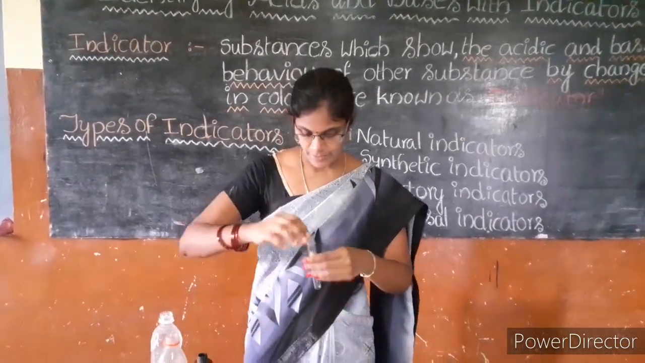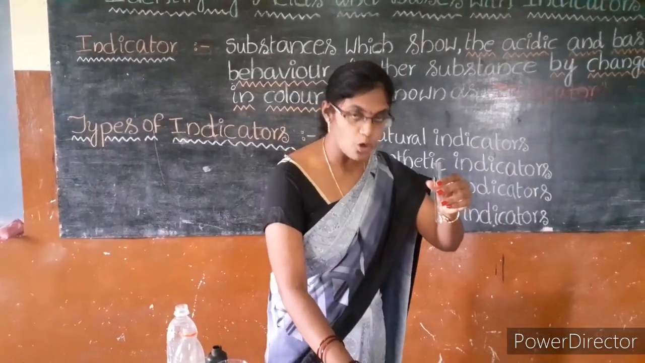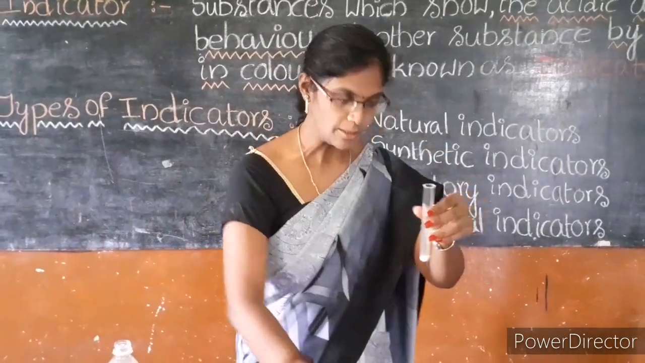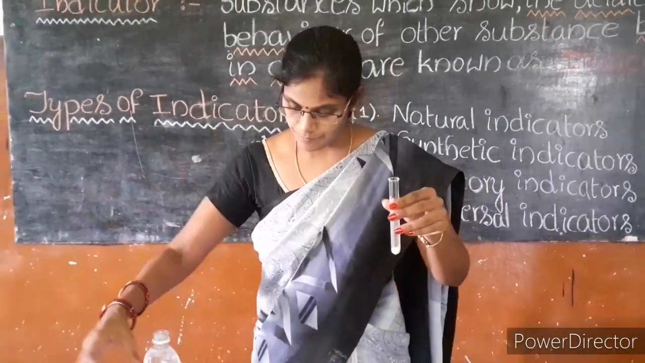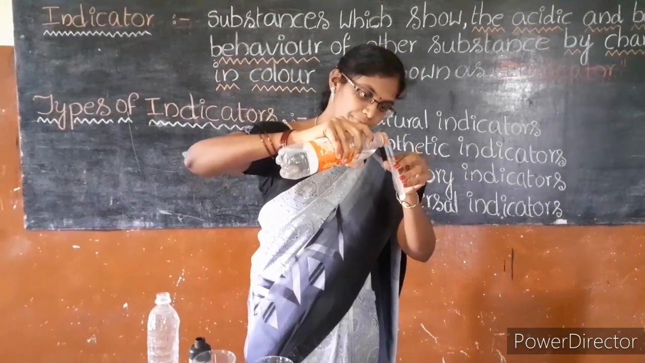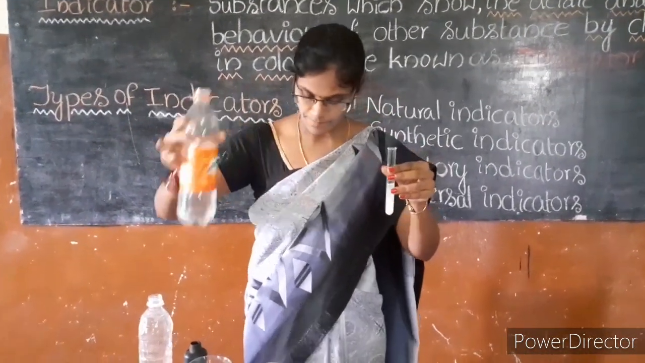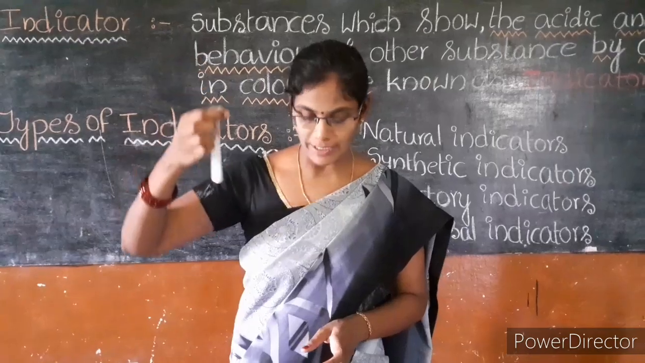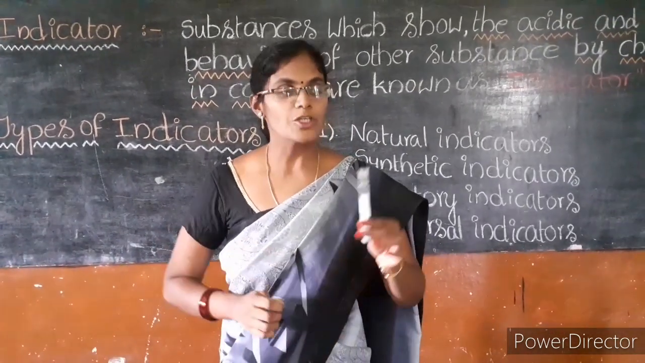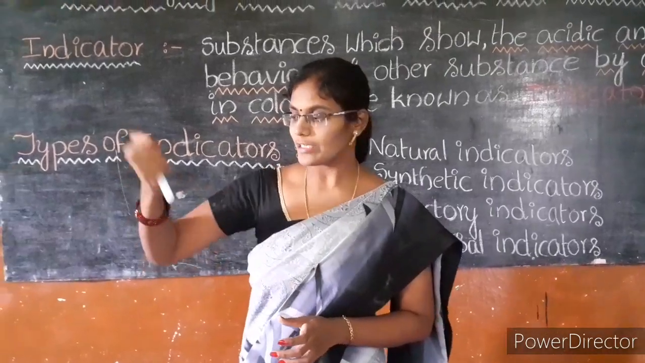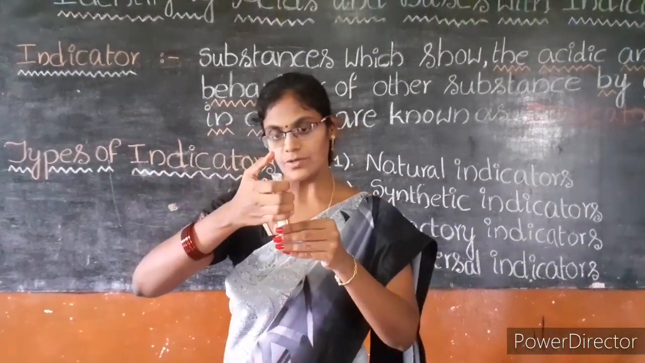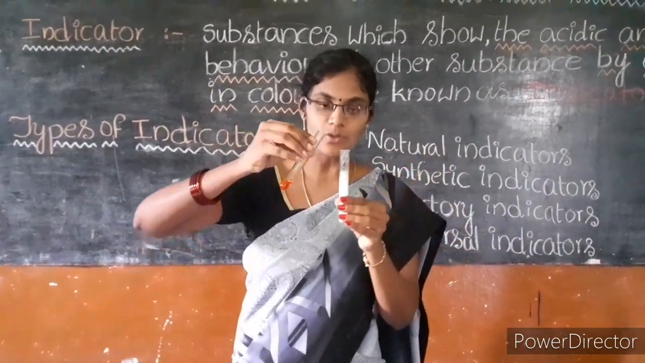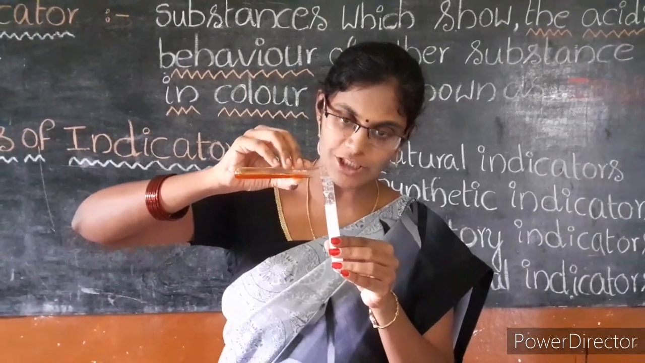Next, take one more test tube and add a small quantity of washing soda and dilute the washing soda. Why do I consider washing soda here? Here washing soda acts as a base. So for testing bases, I am taking this washing soda. Now I am adding the methyl orange to this solution. You will observe the change in color.